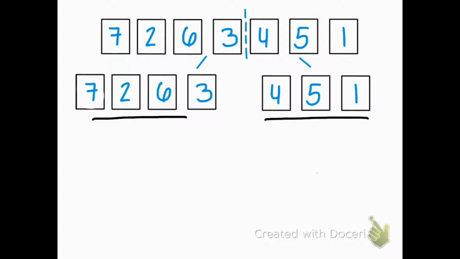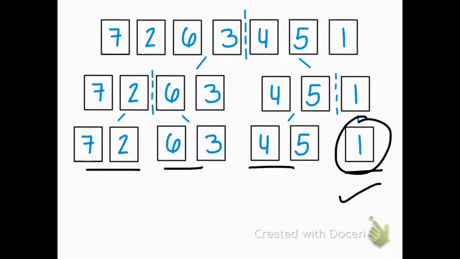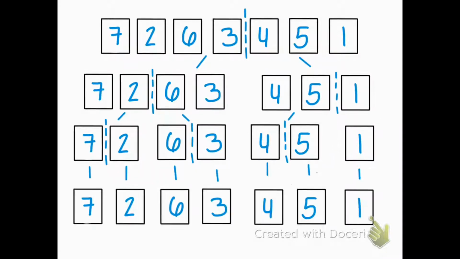We want to keep breaking these lists in half until each mini list only has 1 card. So let's break them again. We're getting closer now. Now we have 4 mini lists. These 3 have 2 cards and this one only has 1 card. We can leave this one alone because it only has 1 card, which is what we need. So this one is ready. But the other lists aren't quite ready yet, so we need to break them one more time. Now, every card is in its own mini list.